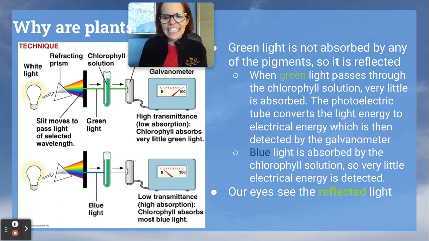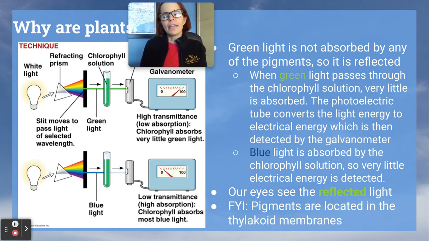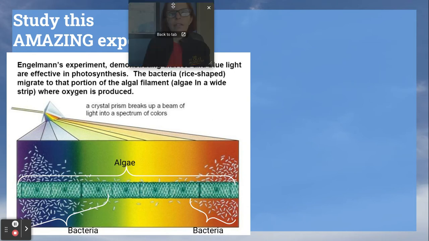Our eyes see the reflected green light. It's reflecting back to us, and so that's why we see green. All the other colors are being absorbed. And then just as an FYI, pigments are located in the thylakoid membranes of the chloroplast. All right, didn't do that right.